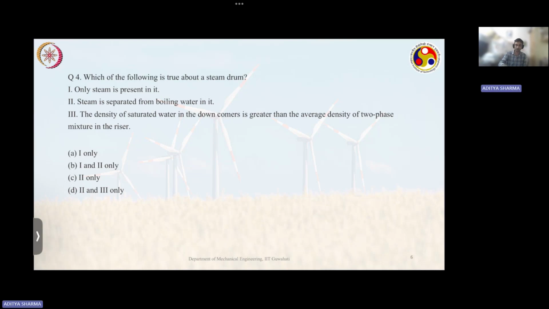Now if we read the statements, it says that only steam is present in it. First is this statement.